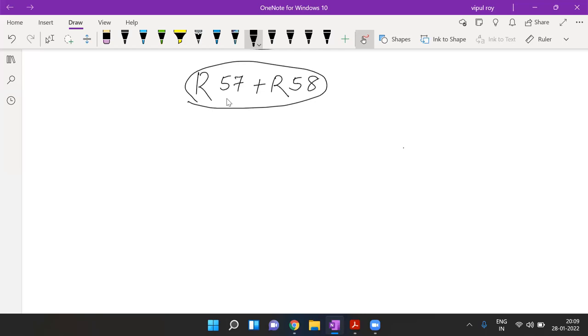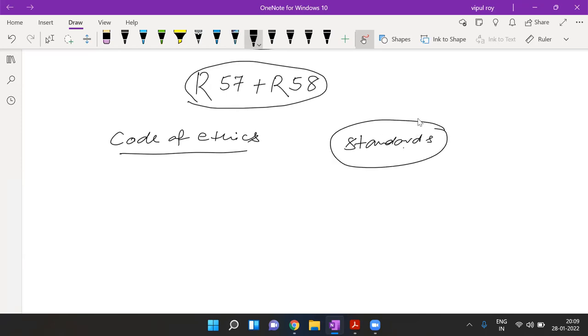So let us start the discussion, and in this reading we are going to discuss two things. The first thing is the code of ethics, and the second thing is the standards of professional conduct. Now these standards are very, very important from an exam perspective, because 90% of the questions in ethics will be asked from standards, right? And maybe one or two questions may be asked from the code of ethics. I don't think they are going to ask more than one question from the code of ethics.